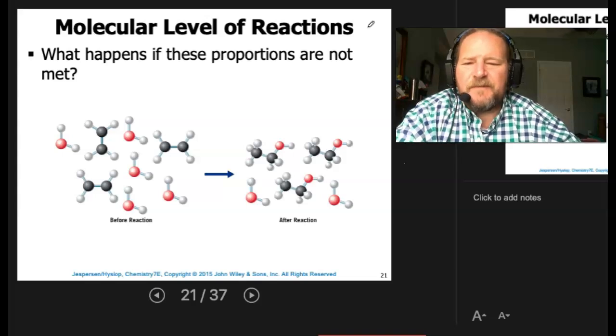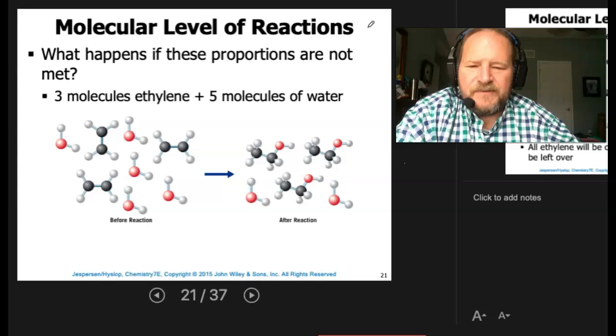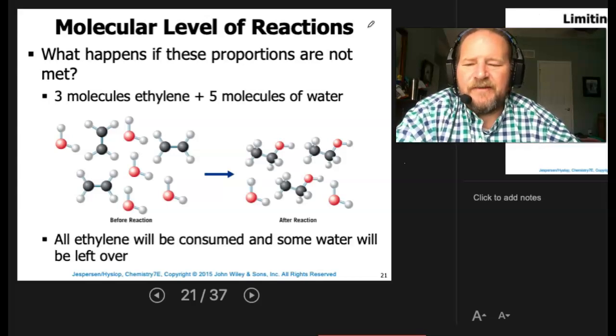Now, what happens if these proportions are not met? So in other words, let's say I have 3 molecules of ethylene and 5 molecules of water. Well, you can see all the ethylene will be consumed, but some of the water will be left over. Right? Hopefully that makes sense.